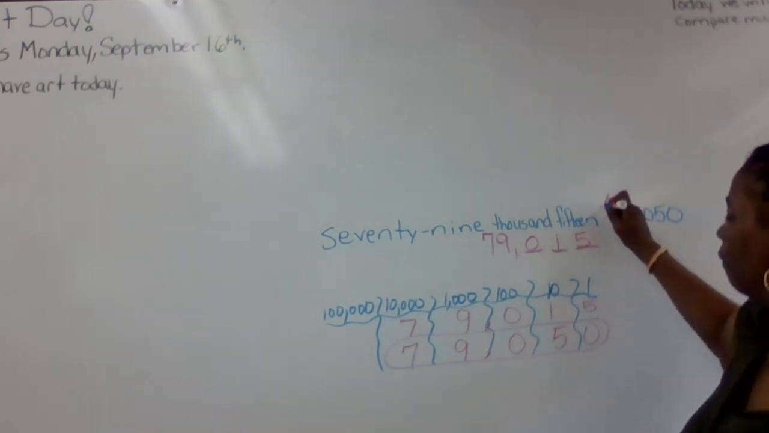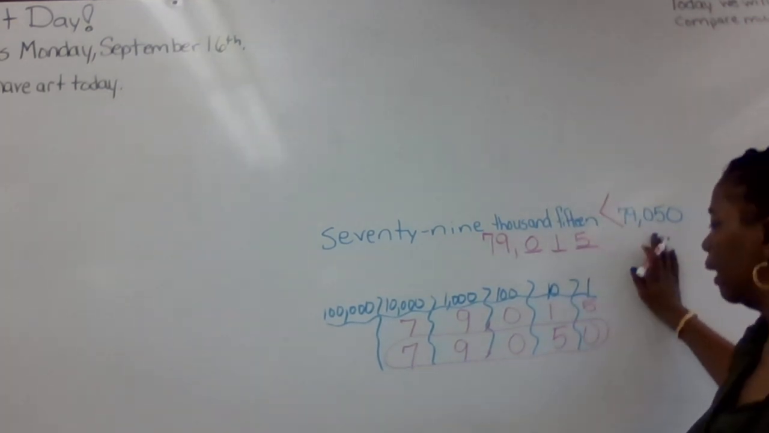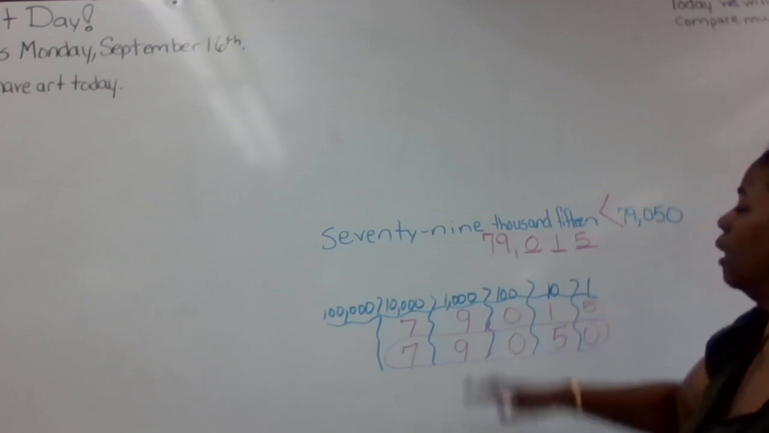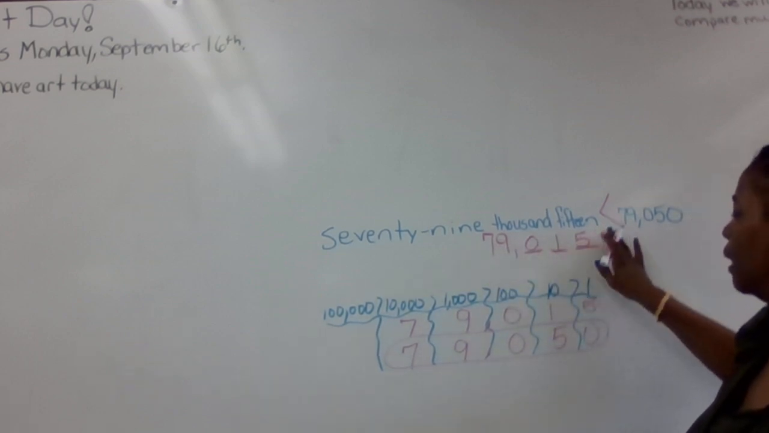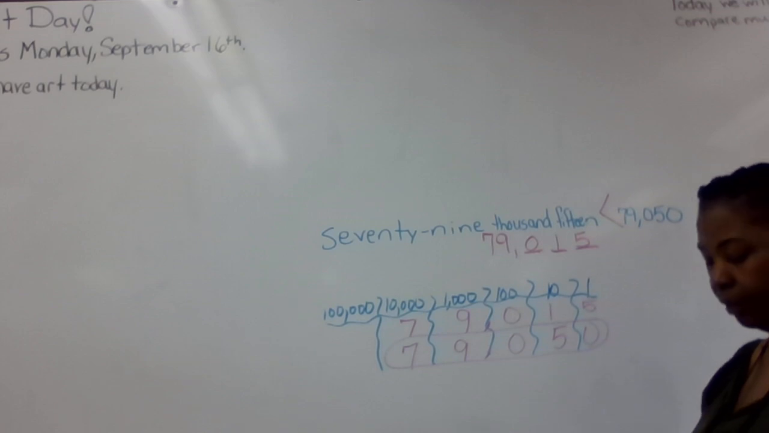So the alligator mouth is going to be open to the biggest piece, which is the second number. And it will read 79,015 is less than 79,050.